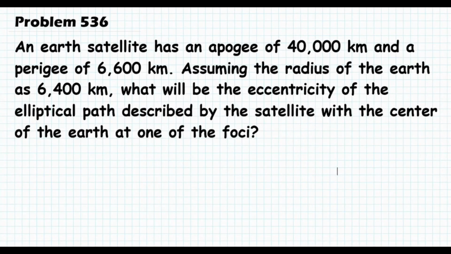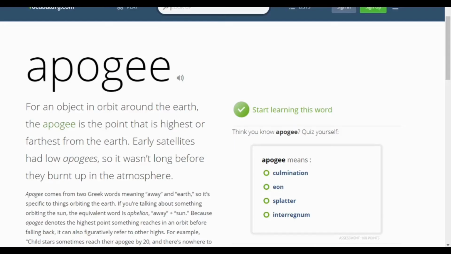Problem 536. Ito yung medyo nag-search pa ako kasi meron siyang apogee at saka perigee. Apogee, hindi po yan yung Korean ng father. So, actually, nag-search ako. Sabi po ng vocabulary.com, ang apogee: an object in orbit around the Earth. The apogee is the point that is highest or farthest from the Earth. Early satellites had low apogee, so it wasn't long before they burned up in the atmosphere.